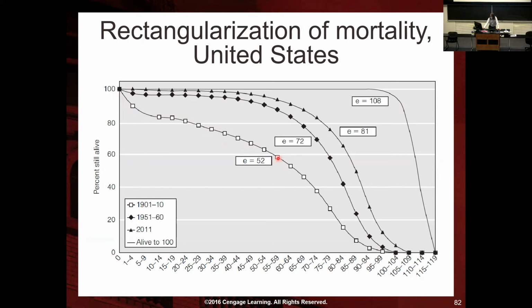So this number here is pretty much saying that only around 60% of the people reached the age group of 55 to 59 back in 1901 to 1910. And based on data from 2011, in this same age group, 55 to 59, almost 93% of the people reach that age group. All right, so that's how we read this graph.